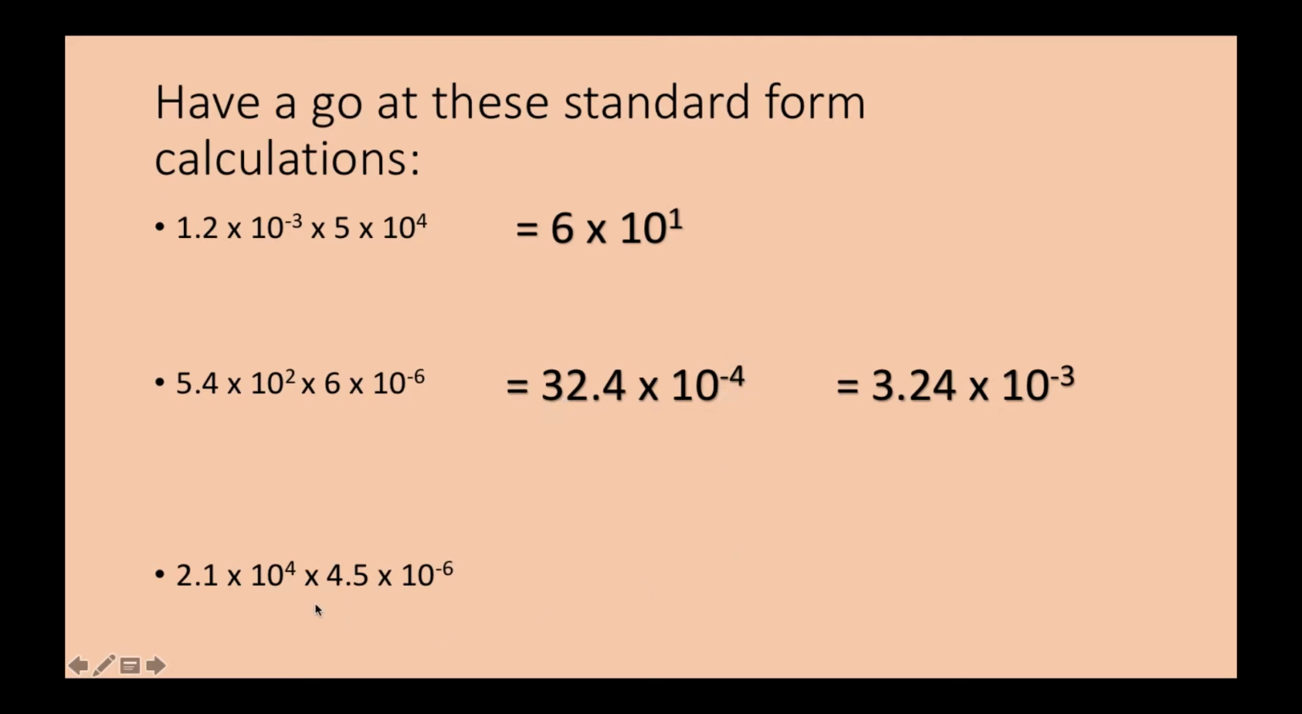And then our final one is 2.1 times 10 to the power of 4 times 4.5 times 10 to the power of minus 6. 2.1 times 4.5 is 9.45. And then we have 4 plus minus 6, which is like 4 minus 6. 4 take away 6 is minus 2. So I hope you got all those correct. And again, if not, watch the tutorial again or practice using the extra worksheets and the quiz at the end.